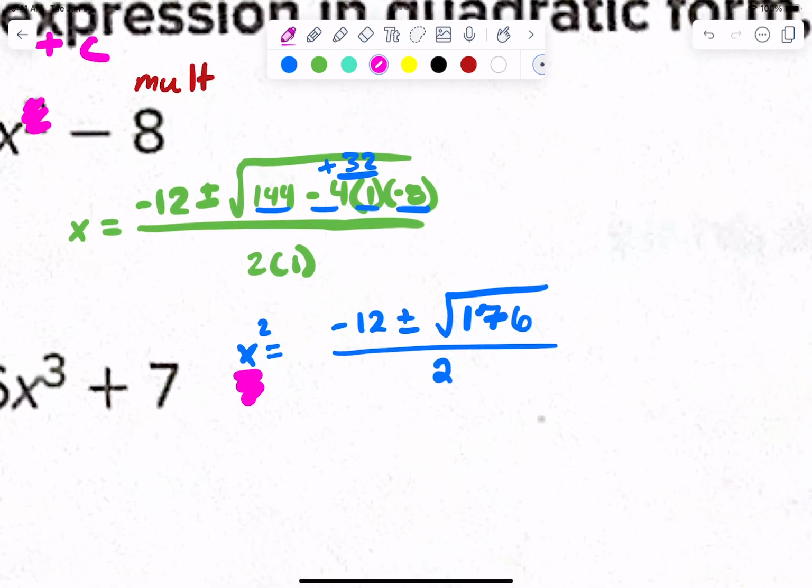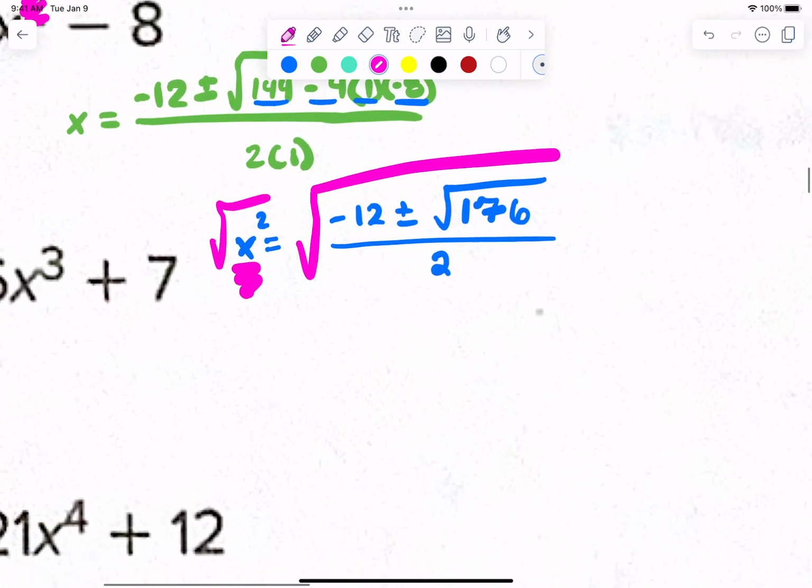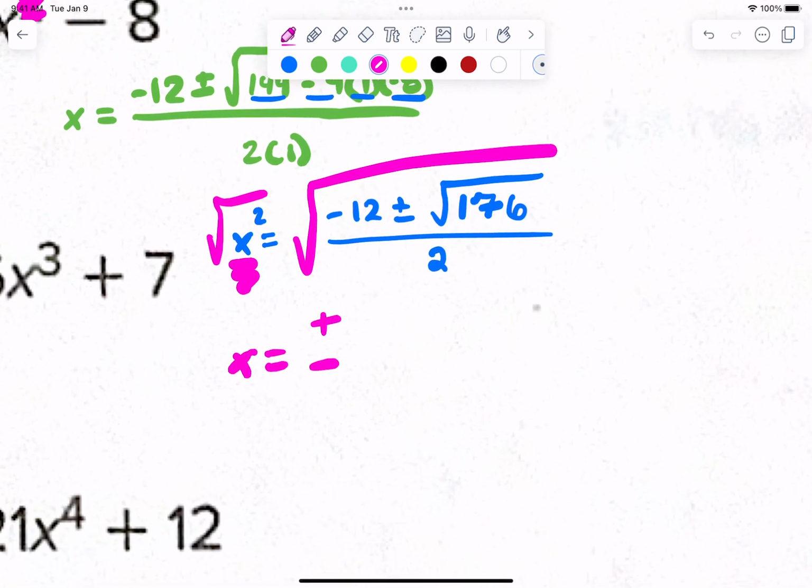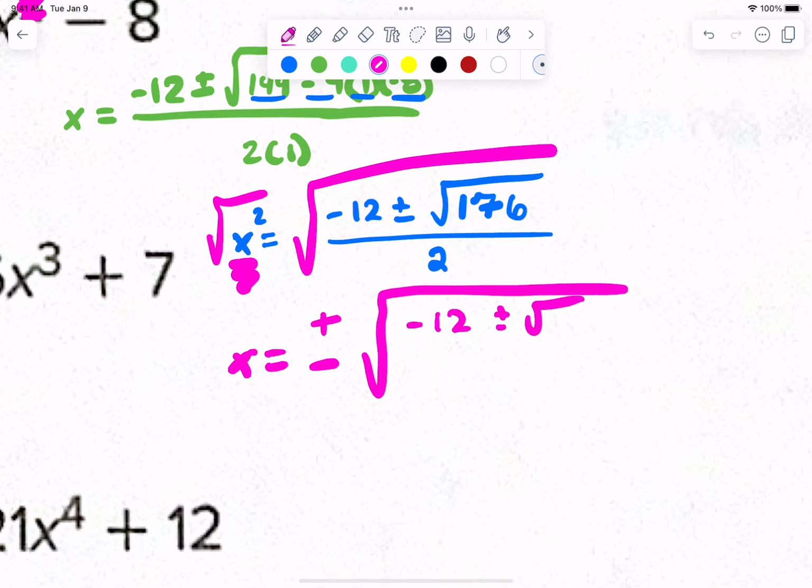I want just x. How do I get just x? Take the square root. So, final answer: when we take the square root, we have to put plus or minus. Plus or minus the square root of negative 12 plus or minus the square root of 176, over 2. That is a lot of stuff. It's like a square root inside of a square root.